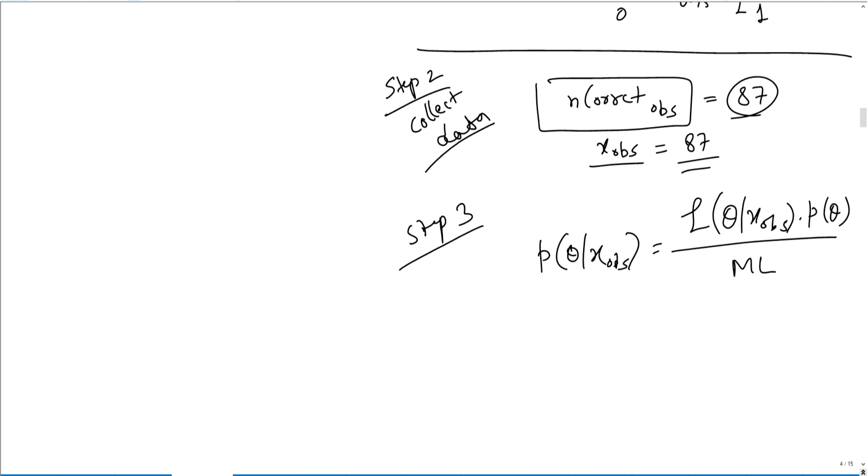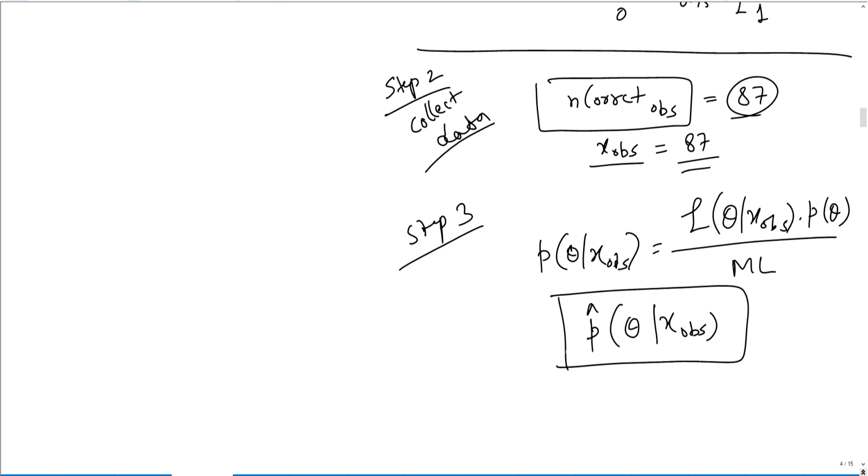But our goal is to estimate this posterior distribution of theta, and let us say the estimated posterior distribution of theta is p hat of theta given x obs. We will always indicate an estimated distribution using a hat. So, we will write p hat rather than just p, because p means the true posterior distribution, and p hat means the estimated posterior distribution, right.